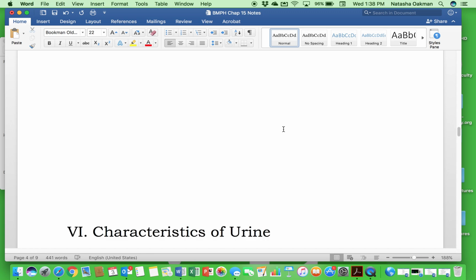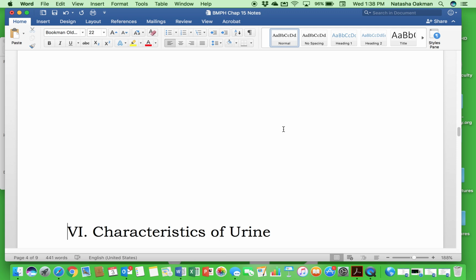Okay. So we're going to talk about the characteristics of urine, because what you're doing in this lab is called a urinalysis. You have some urine samples from some patients, and you're going to be running them through a battery of tests to try and determine what's wrong with these patients. Some of them you might not be able to tell from their urine. Some of them you will be able to tell from their urine. You'll have 4 patients that you're dealing with.